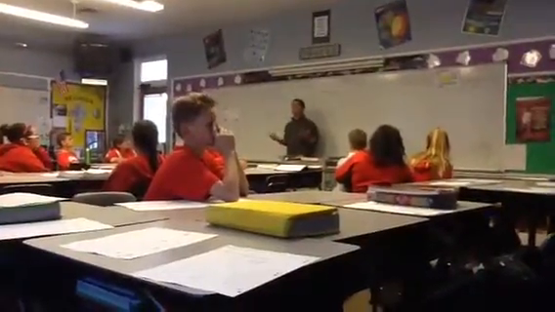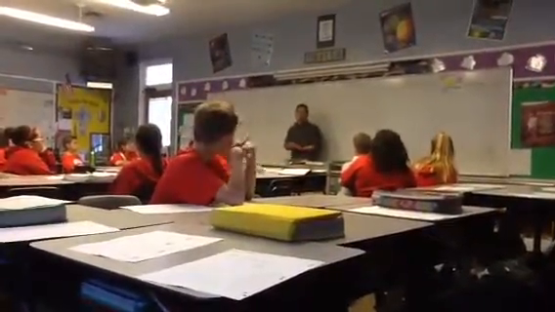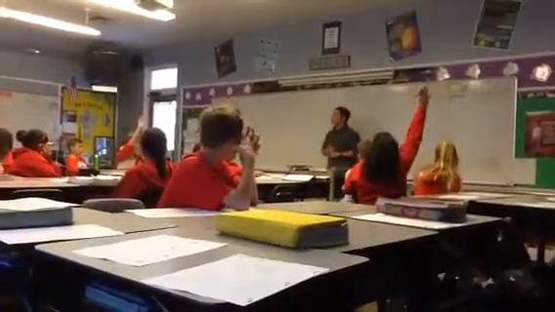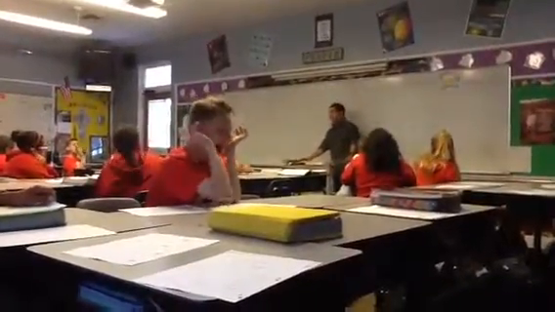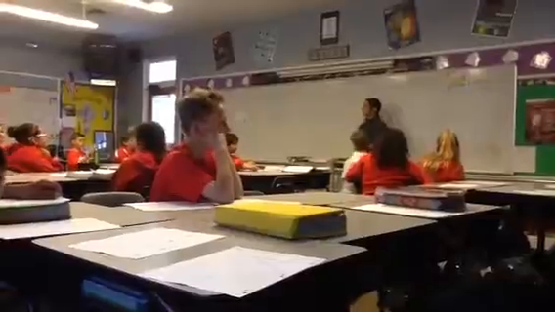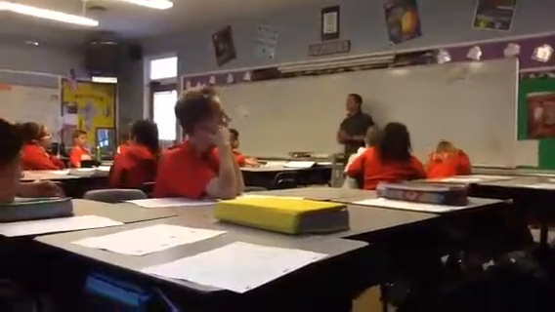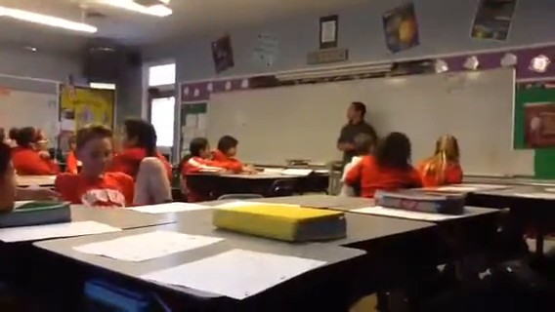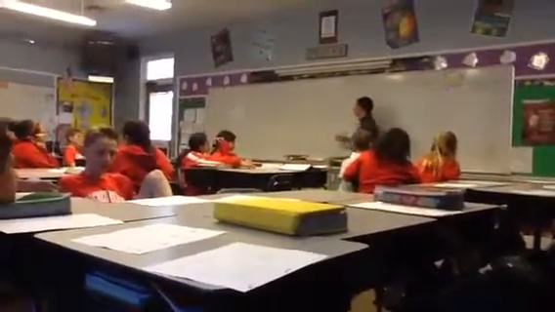Since we've already gone over solar and lunar eclipses, who can tell me what the difference is between a solar and a lunar eclipse? Nicole. The difference is during a solar eclipse, the moon is between the sun and the earth, and during a lunar eclipse, the earth is between the sun and the moon. Excellent. So during a solar eclipse, the moon is in between the sun and the earth, and during a lunar eclipse, the earth is in between the moon and the sun.